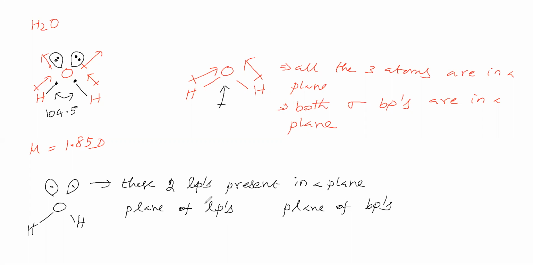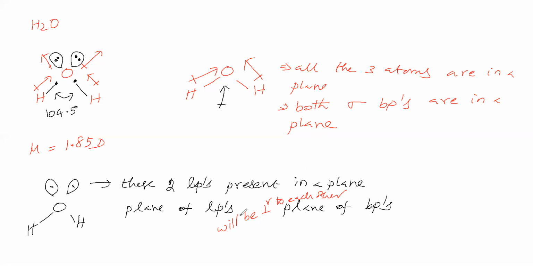Lone pairs plane and bond pairs plane, will they be the same or different? How is it? The plane of lone pairs and the plane of bond pairs will be perpendicular to each other. Okay, they are perpendicular to each other, like that it is present.